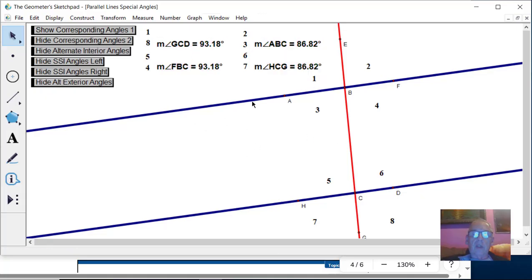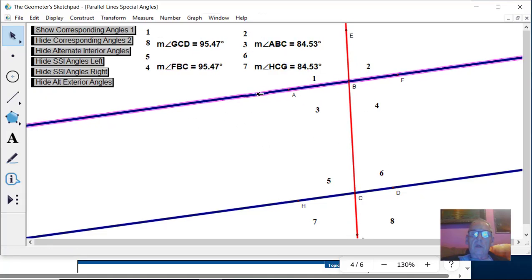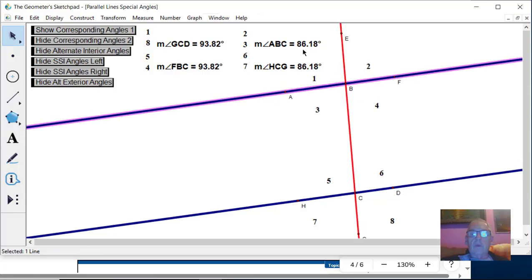And as I change the angles, notice that 3 and 7 stay the same measure, and 8 and 4 also stay the same measure. So that's another pair of corresponding angles. So 3, 7 are corresponding, 4, 8 are corresponding, 5, 1 are corresponding, and 6, 2 are corresponding. Corresponding angles are congruent if you have parallel lines cut by a transversal.